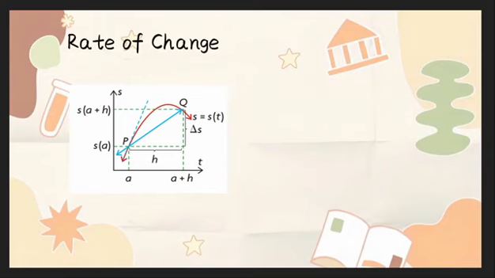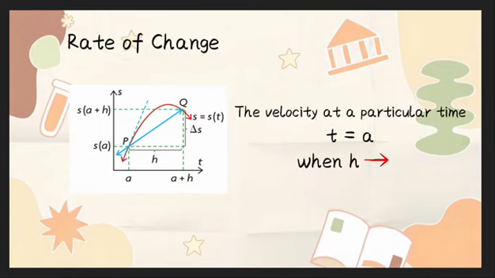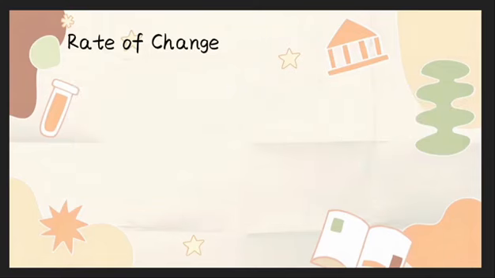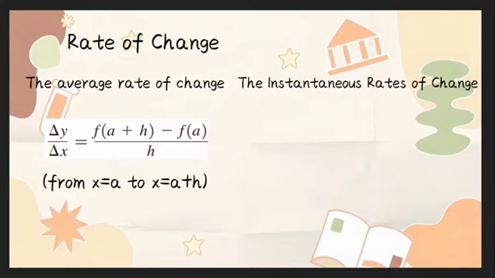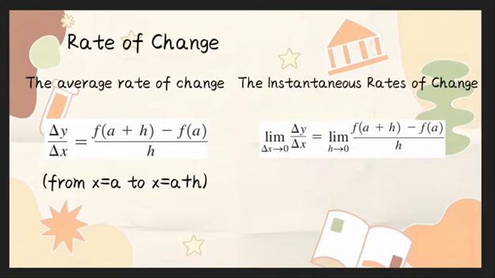The velocity at a particular time is calculated by finding the limiting value of the average velocity as h approaches 0. To summarize, the average rate of change is this, when x changes from a to a plus h. And the instantaneous rate of change is just the limit of the average rate, like this. Remember, this formula is also the slope of the tangent to the graph when x equals a.